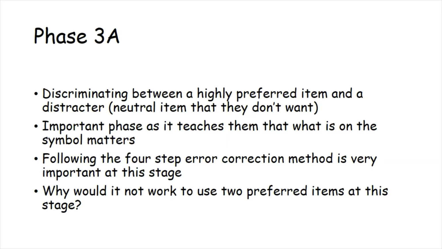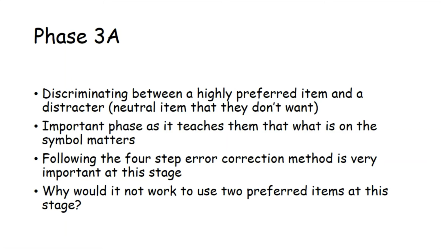If you give me a choice between chocolate and Brussels sprouts, if I choose the wrong one and I choose Brussels sprouts, I'm going to learn very quickly that is not the one that I want. So I'm going to learn to differentiate and discriminate between the symbols. So that's why we always start this way. It's an important phase as it teaches them what is on the symbol and that matters. We follow the 4-step error correction method, and it's very important that this is done properly, otherwise, unfortunately, PECS falls apart.